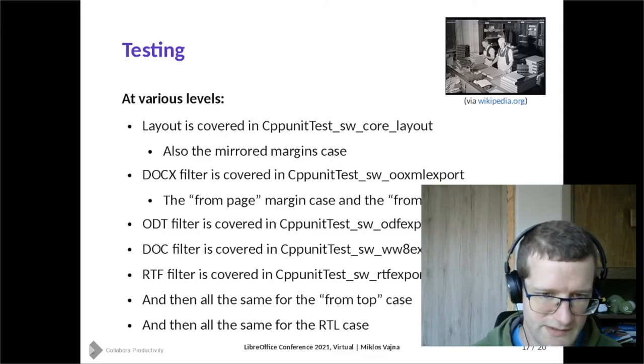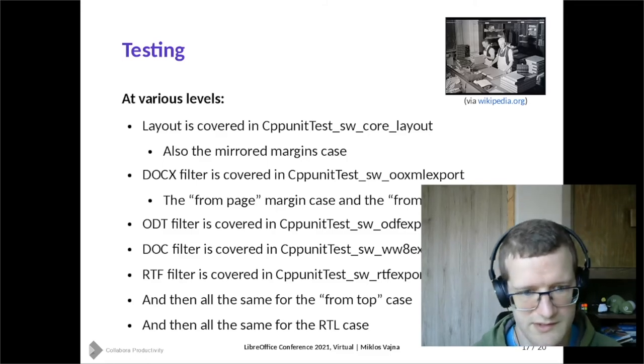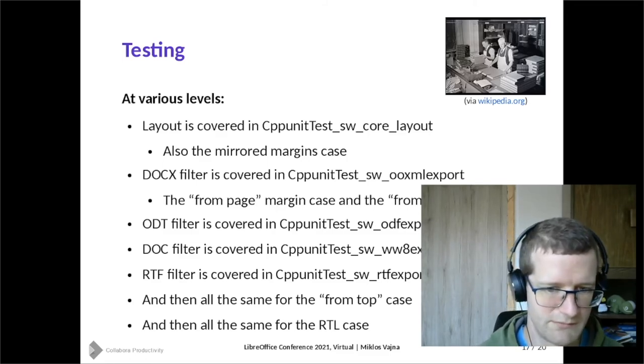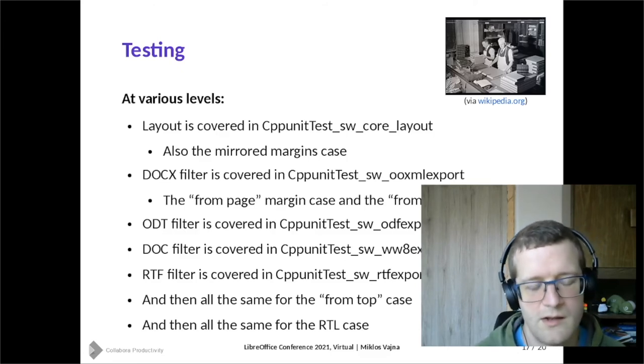And then we have some separate test cases for the page borders, if the page border is measured from the page or from the text. In one case, we exactly do what Writer would do anyway. And in the other case, we need this mapping to the Writer document model.